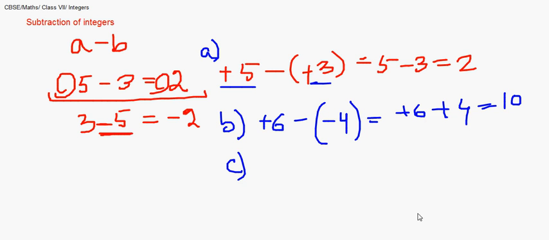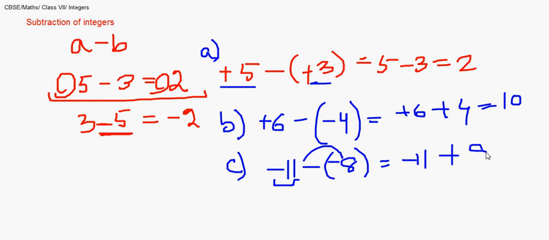Third is when you have both of them negative, subtract minus 8 from minus 11. Let this be as it is. Minus and a minus makes it a plus. Again, this is equivalent to what we did here. So now 11 minus 8 is 3. 11 being the greater number, it carries a negative symbol, so I'll say minus 3.